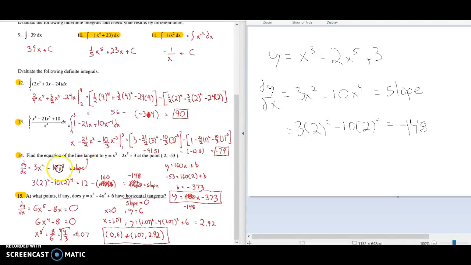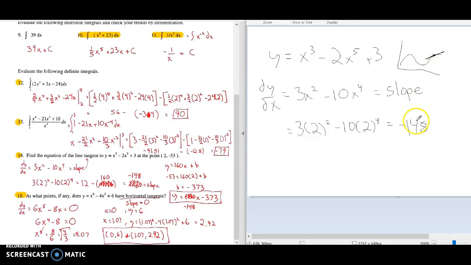Now the goal is to find an equation of the tangent line. So a tangent line is a straight line. Alright, this is some function. Alright, we have a point at 2, negative 53. So wherever that is, we'll pretend that's there. And then we want to draw a line tangent to that point. Okay, we just found the slope, which is a negative, so I guess technically it's going the other way.